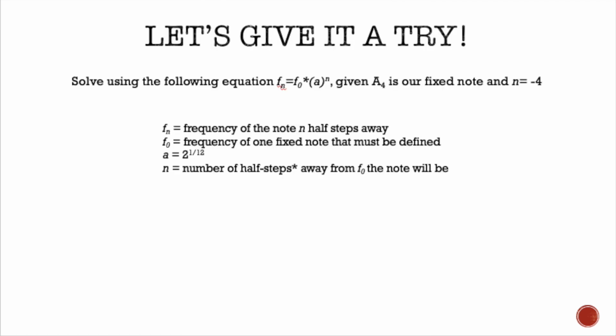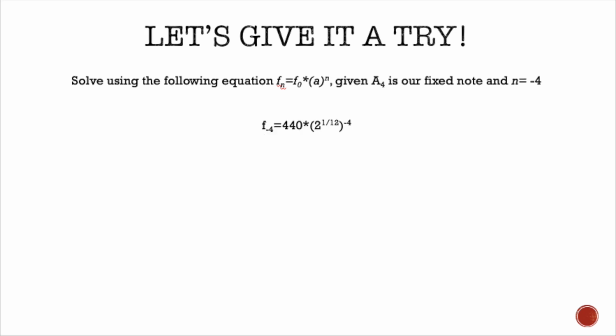I would like to remind you before we start solving, once again, that Fn equals the frequency of the note n half steps away, F0 equals the frequency of one fixed note that must be defined, a equals 2 to the 1/12th power, which it always will be, and n equals the number of half steps away from F0 the note will be.